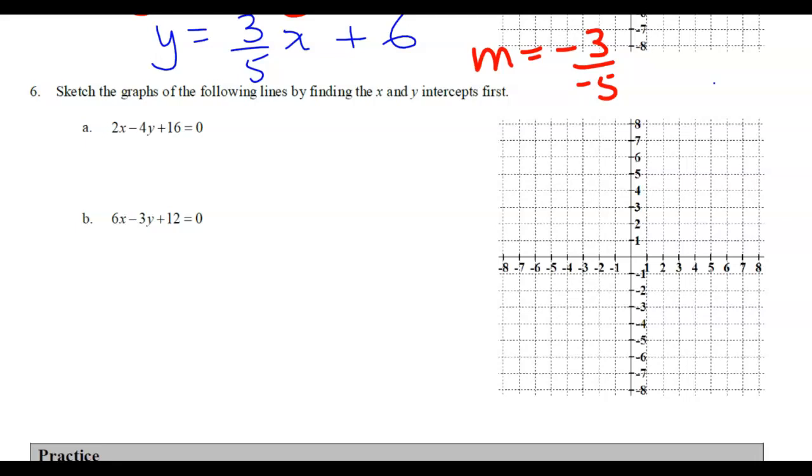Question 6 says sketch the graphs of the following by finding the x and y intercepts. So not rearranging to put in slope-intercept form. You could do that, but we're specifically asking you to find the x-intercept and y-intercept of each one, plot them, join up the points.